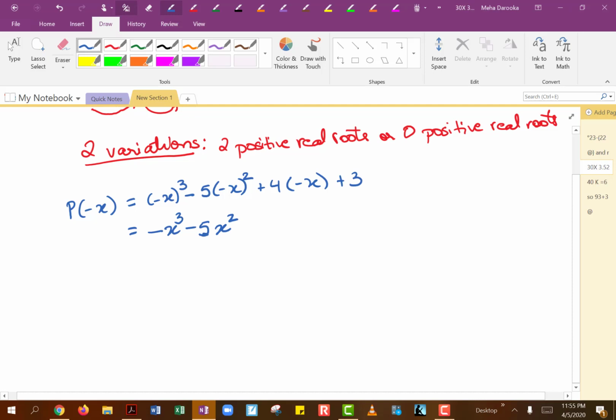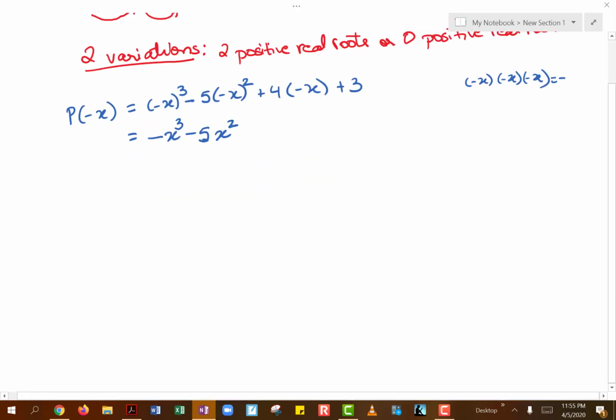And if it helps, write it out. So for that first one, you can take negative x multiplied into itself 3 times. So negative times negative is positive, positive times negative is negative, and you end up getting negative x to the third power, because you have 3 negative signs. For my second one, where you have negative x to the second power, that's just negative x times negative x, right? So the 2 negatives will become positive, and they will end up giving you a positive x squared.